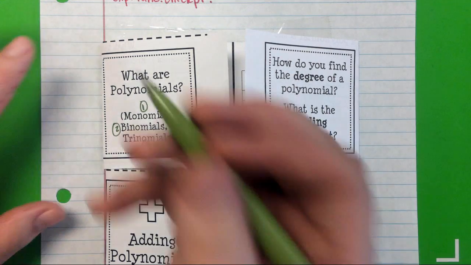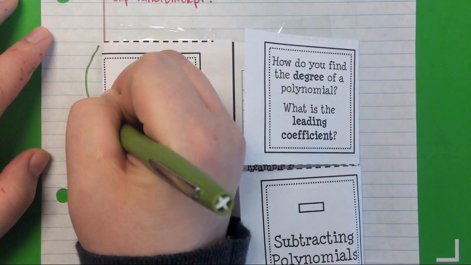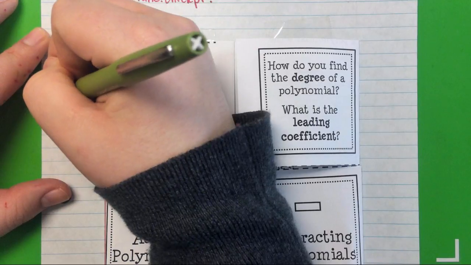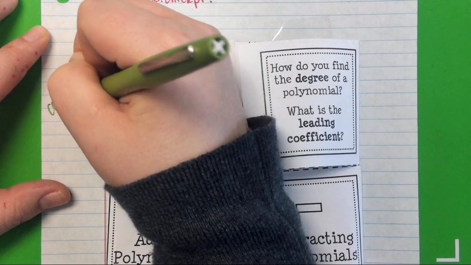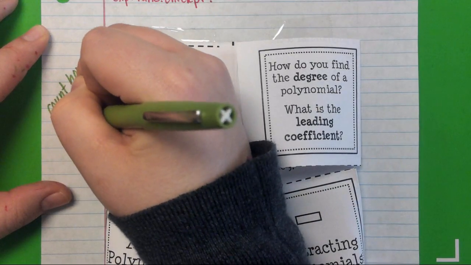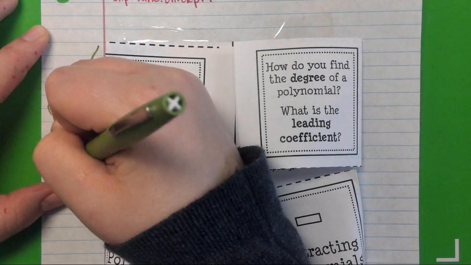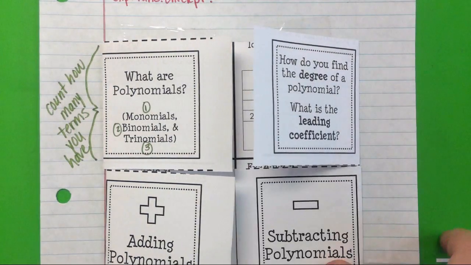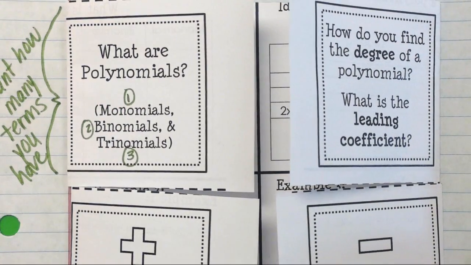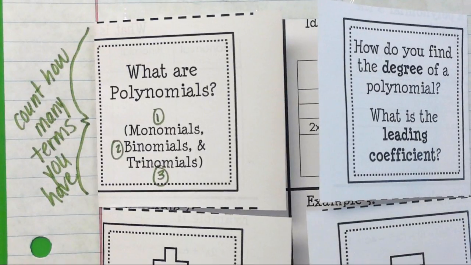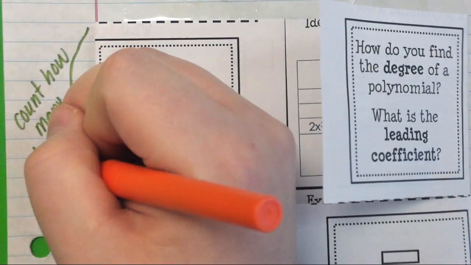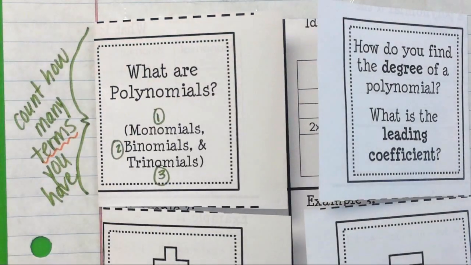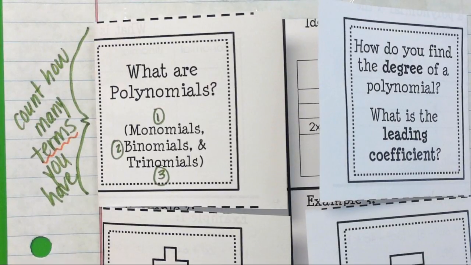So I'm going to write on the side to myself. We're going to count how many terms you have. The first thing we do is we count. How many terms do I have? Well, obviously we need to know what that word means. What on earth is a term? We may not have heard that before.